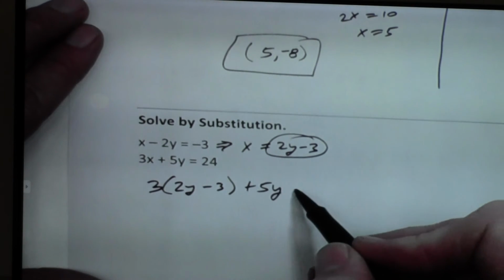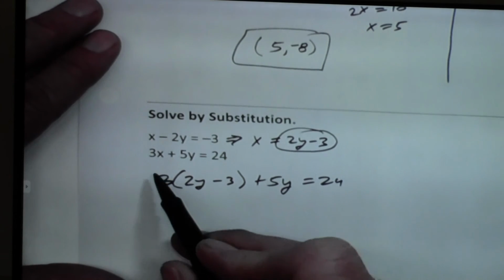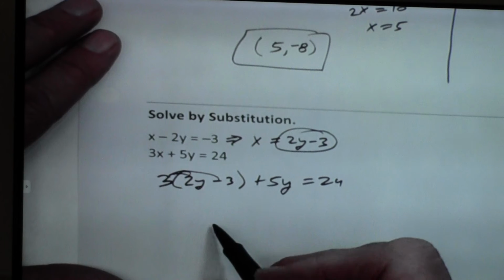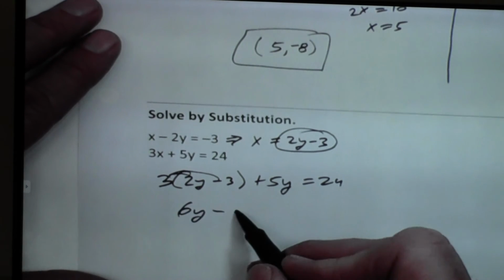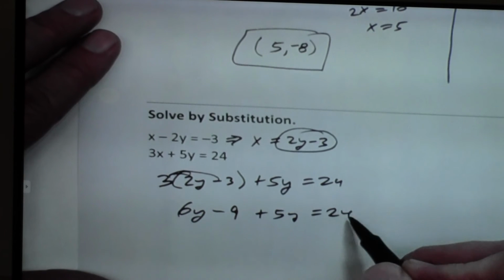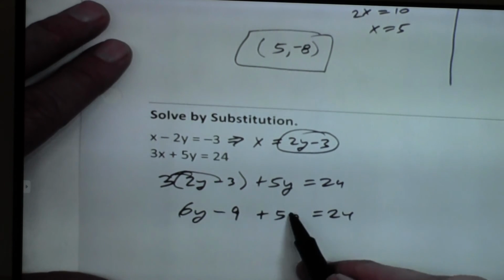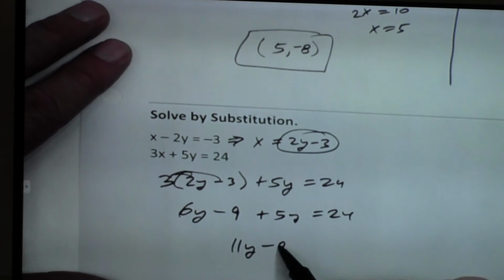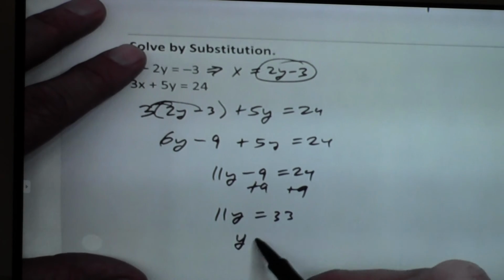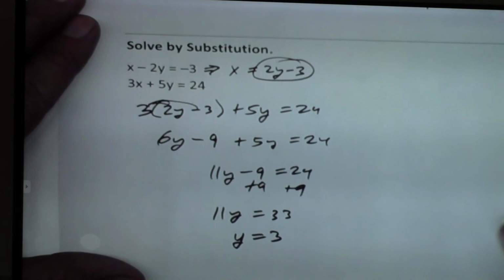3x plus 5y equals 24. Distribute to both things inside it, 3 times 2y and 3 times negative 3, so that's 6y minus 9 plus 5y equals 24. 6y plus 5y is 11y minus 9 equals 24. And now we'll add 9, so we get 11y equals 33. Divide by 11 and we get y equals 3.